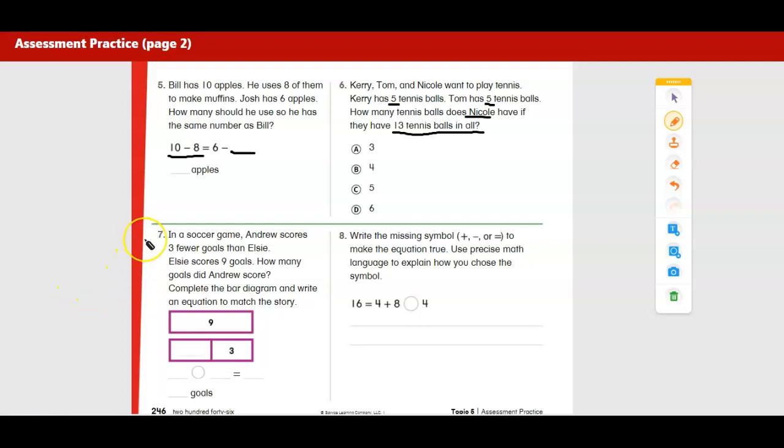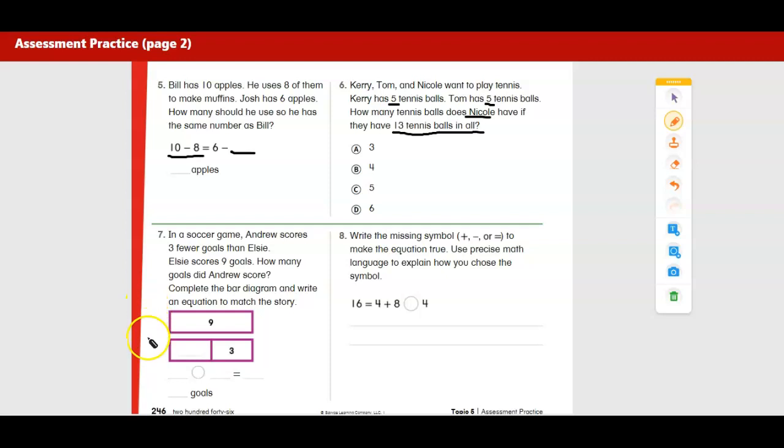On number 7, it says, in a soccer game, Andrew scores 3 fewer goals than Elsie. Elsie scores 9 goals. How many goals did Andrew score? Complete the bar diagram and write an equation to match the story.